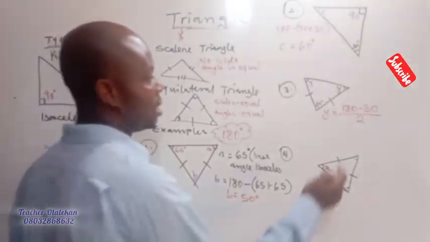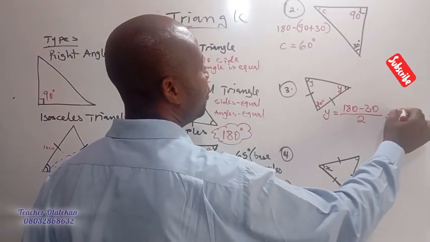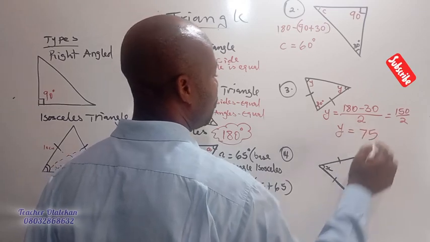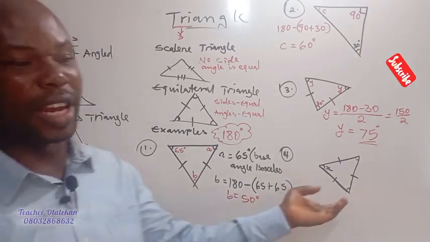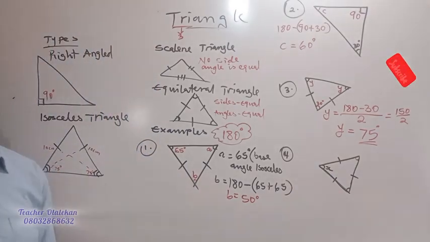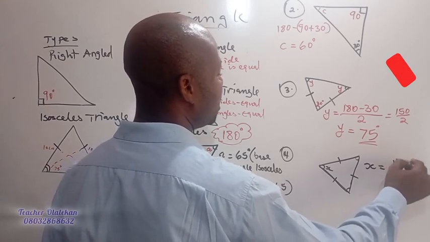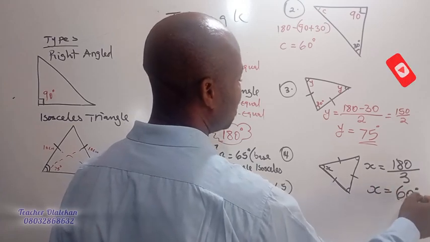So now let's do the math. This divided by 2, that will be 150 divided by 2, and that means our Y is equal to 75 degrees. Therefore, for number 4, which type of triangle do we have there? Equilateral triangle. And for an equilateral triangle, what happens? All sides are equal, all angles are equal. Meaning that our X is going to be 180 divided by 3, and that means our X is equal to 60 degrees.